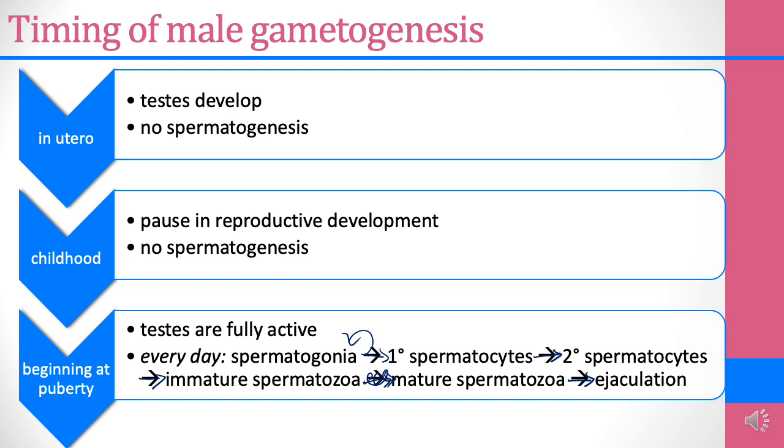But the point is, all of these stages, spermatogonia to primary, secondary to spermatids, etc., all of those steps happen every single day in a male, beginning at the time of puberty and ending pretty much upon death.